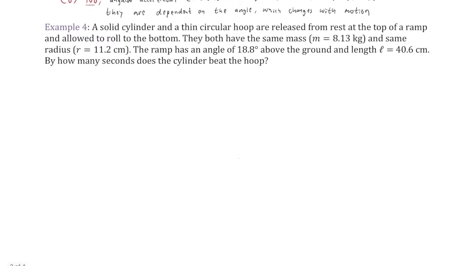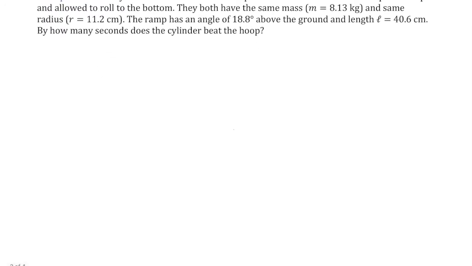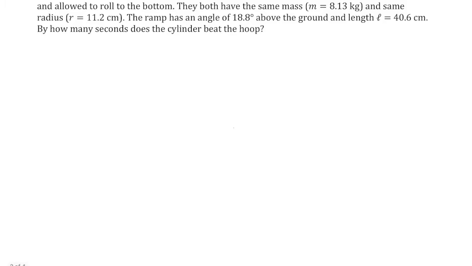Okay, so this is a rolling problem. And there's a lot going on in this rolling problem. So I'm going to go through the key steps, but try not to spend forever on it. A solid cylinder and a thin circular hoop are released from rest at the top of a ramp, and they're allowed to roll to the bottom.